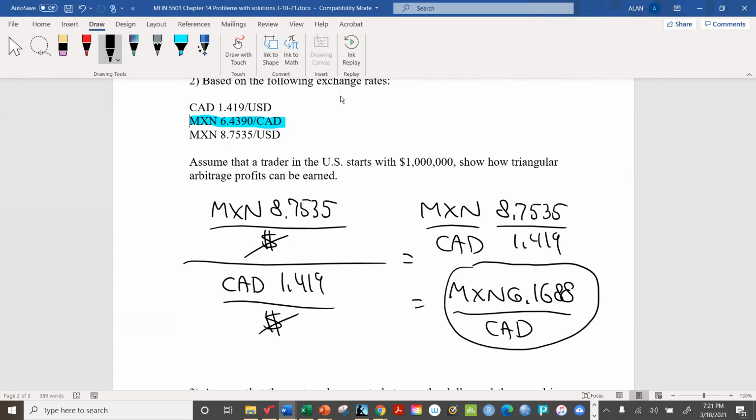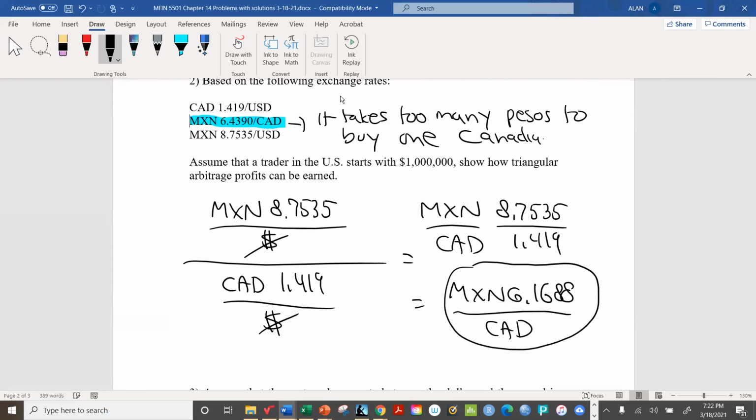Now, is that what we were given? No. Okay, you can see it takes too many pesos to buy 1 Canadian dollar. So we can think of this as the Canadian dollar, CAD, is overpriced, and the Mexican peso is therefore underpriced.